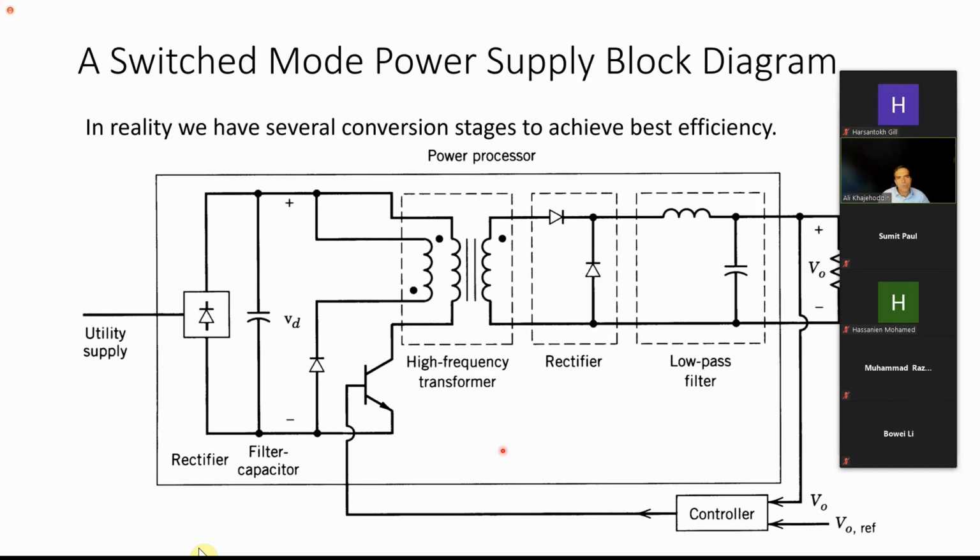All right. So in reality, a switch mode power supply has a block diagram like this. This is the power processing unit, and this is the controller. So the input, and this is the output. The input in this case is AC, the utility, the grid, and the output is the output voltage, DC. So can we go directly from there to there? Probably not. You need different stages.